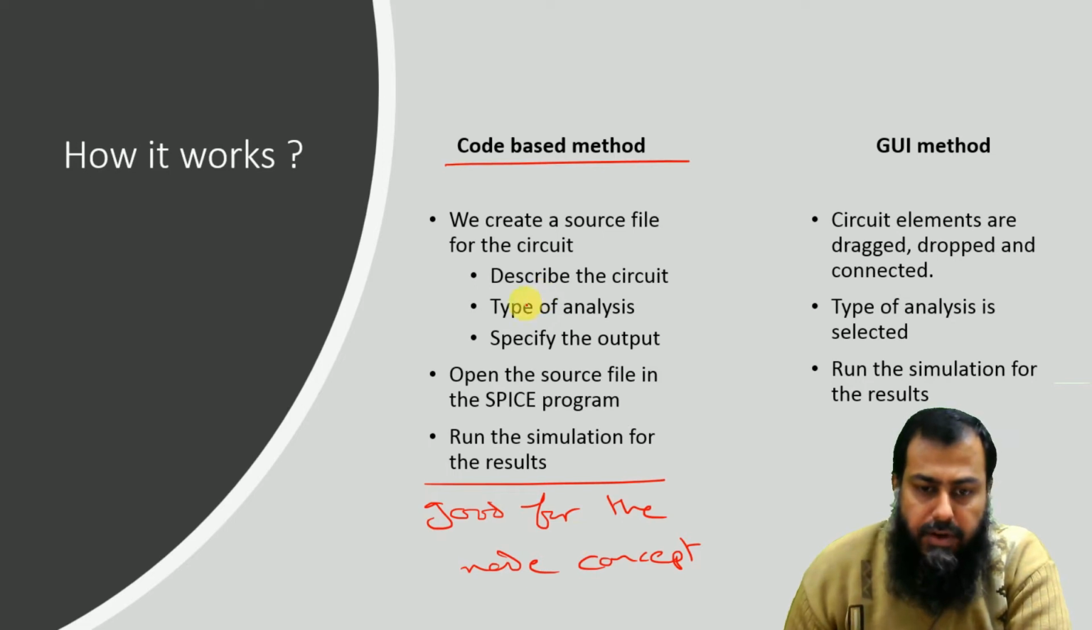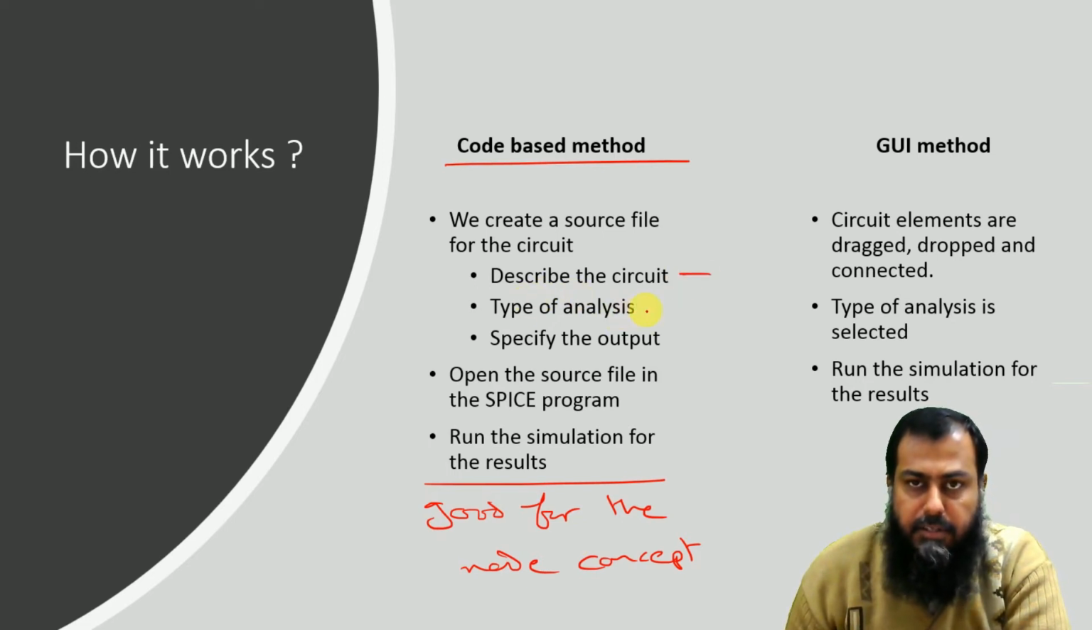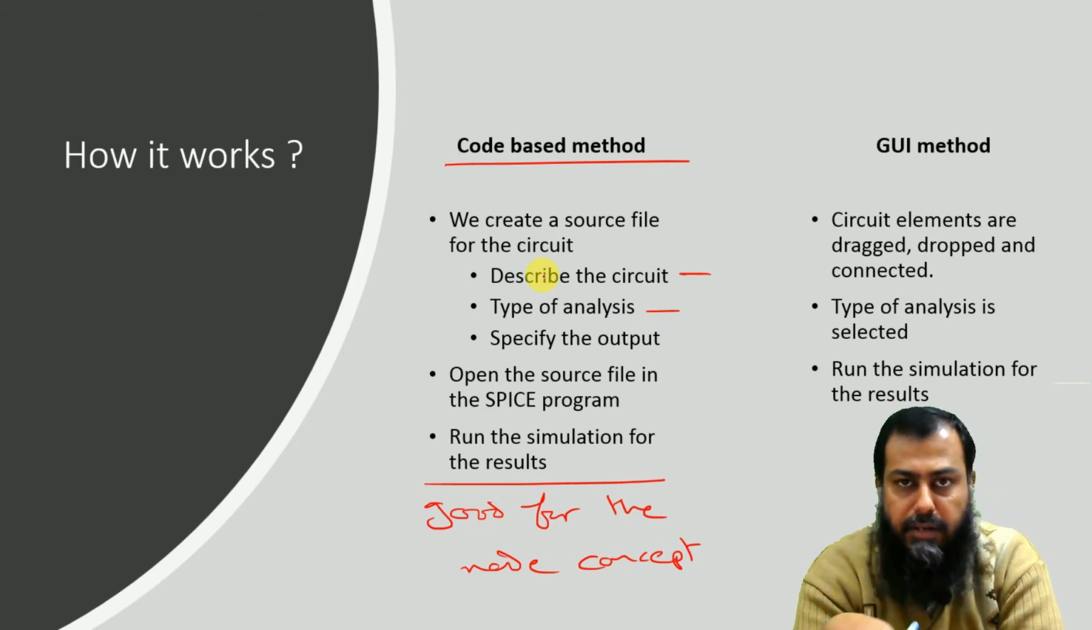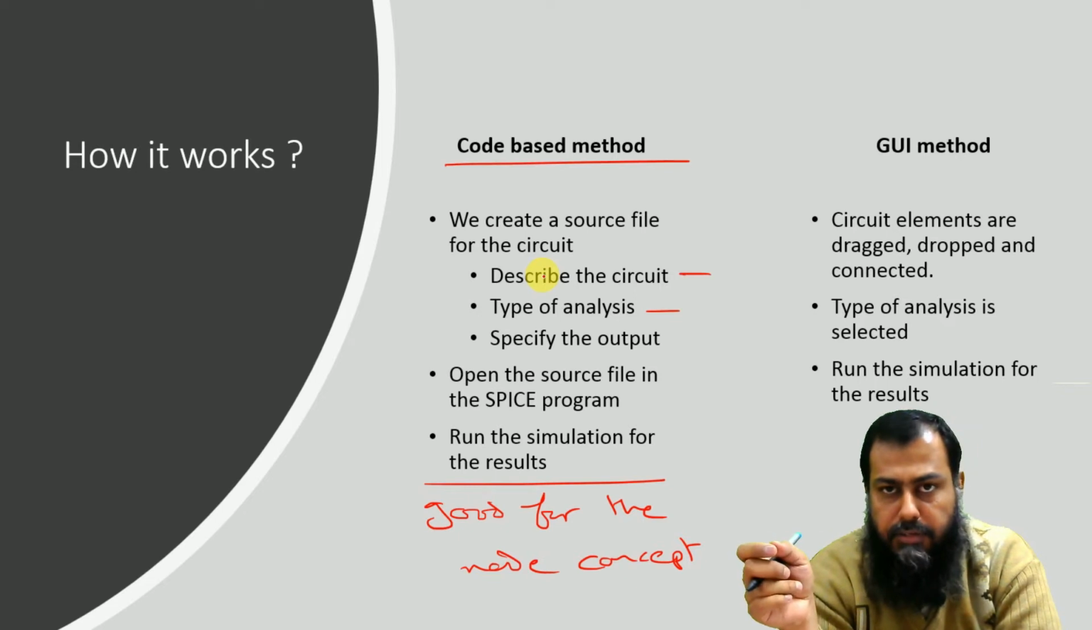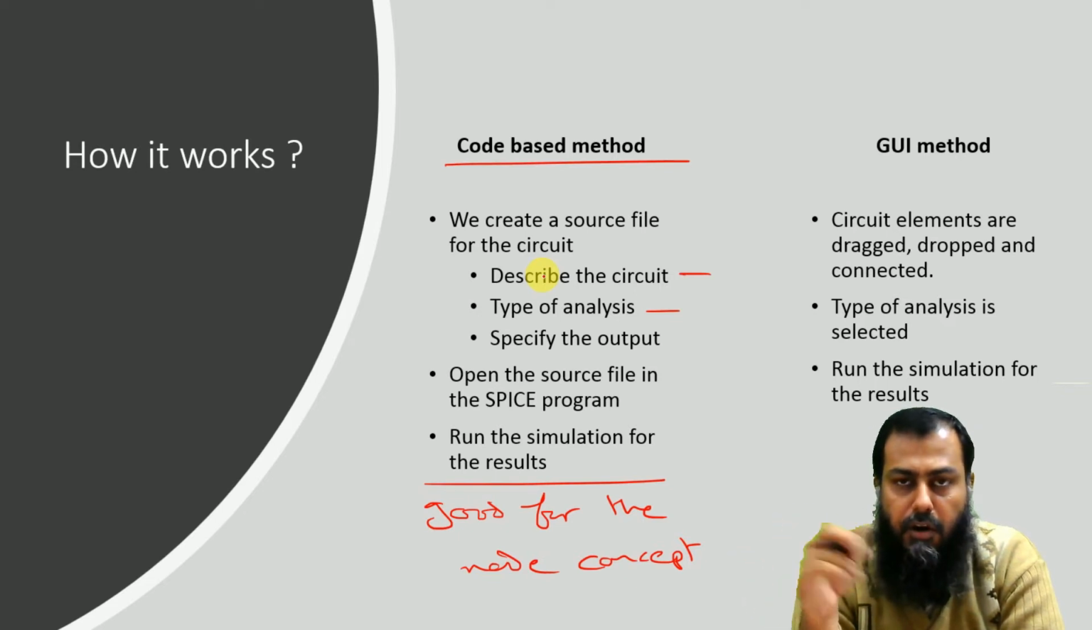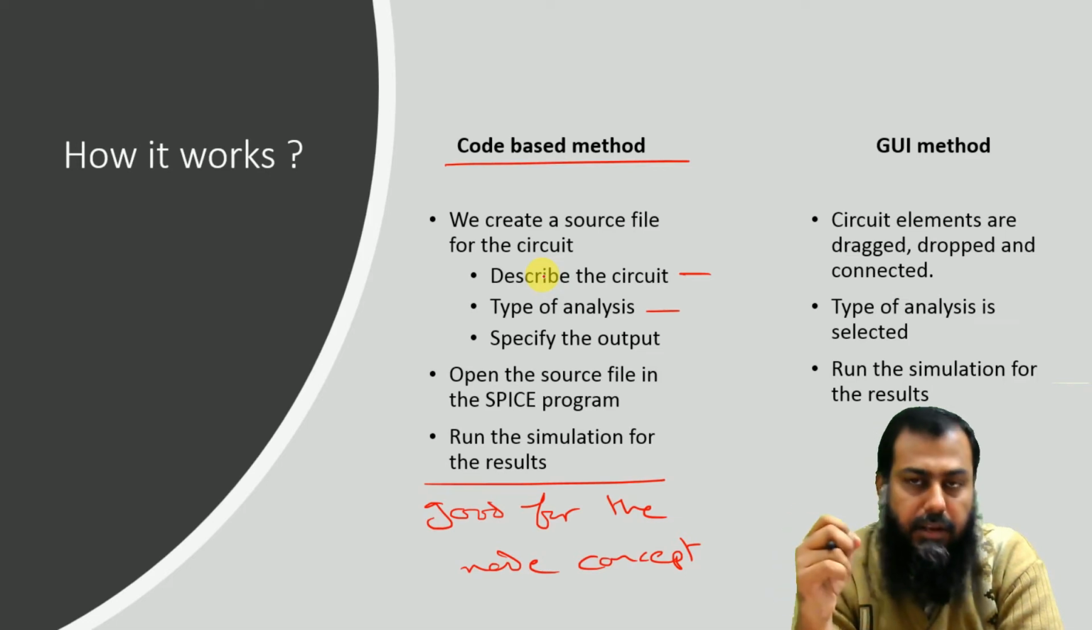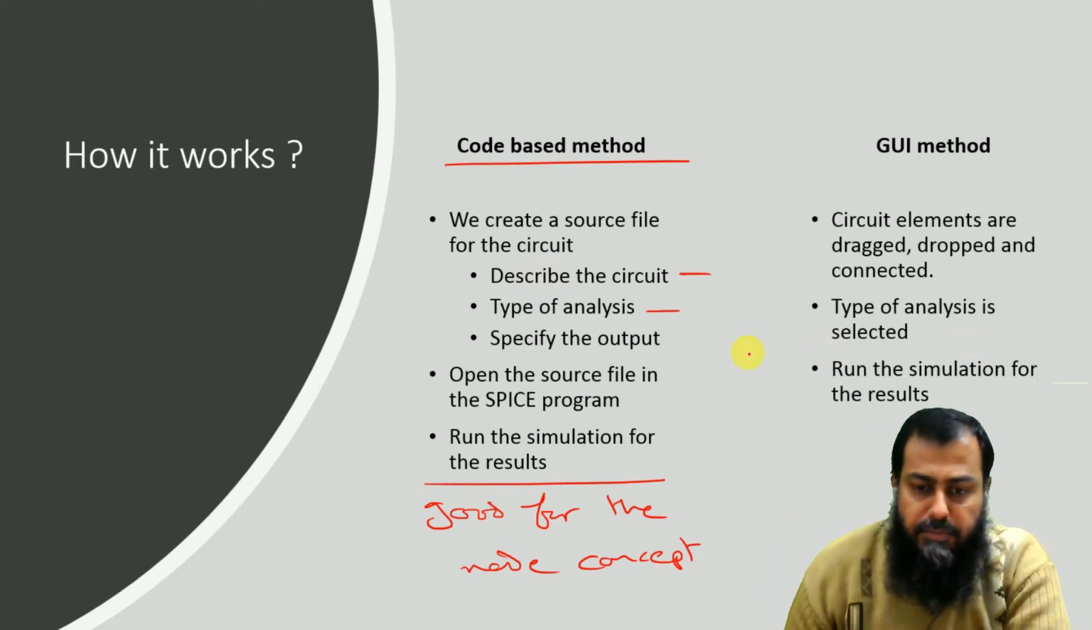So we create a source file, then we describe the circuit elements, then what type of analysis is required. I will show you that this code based method is potent enough to give you the Thevenin equivalent of a given circuit. It is capable of giving you all the voltages at the different nodes of a given circuit, as well as the current flowing in different elements. And then we specify the output, what kind of output is required.